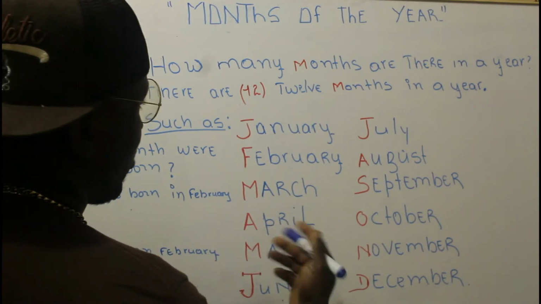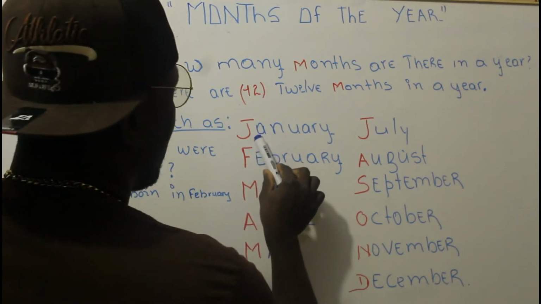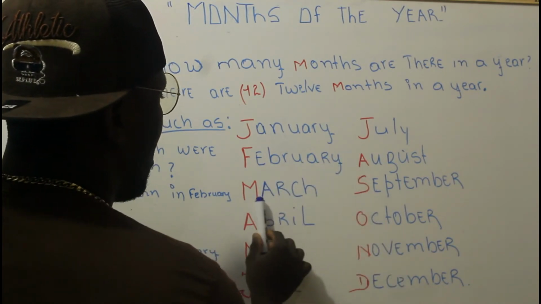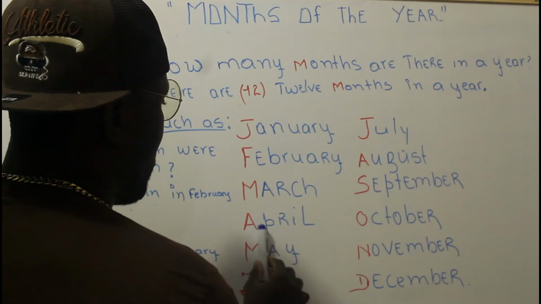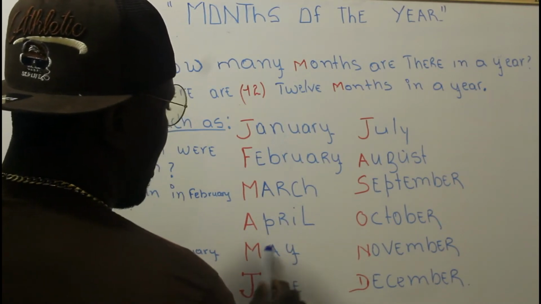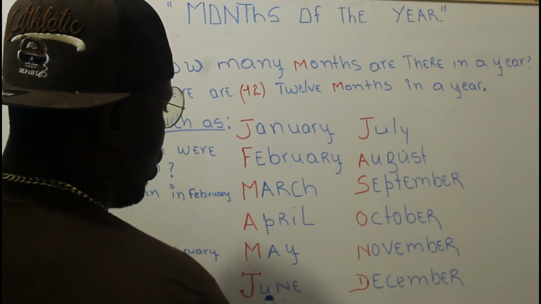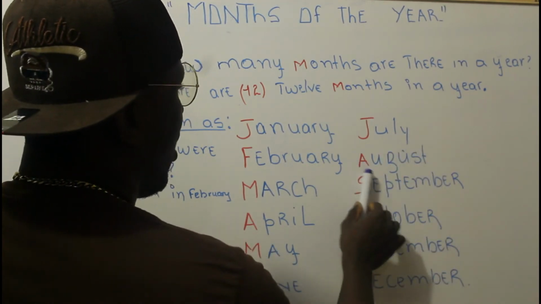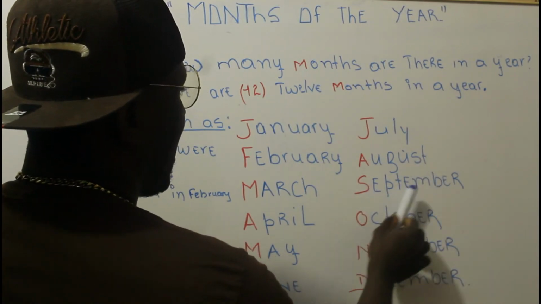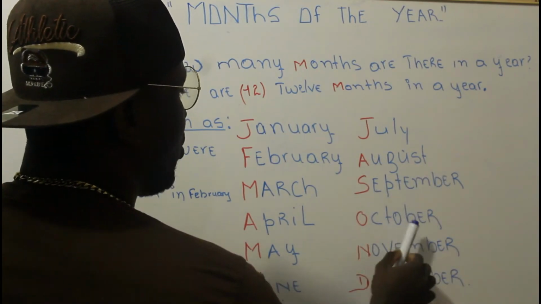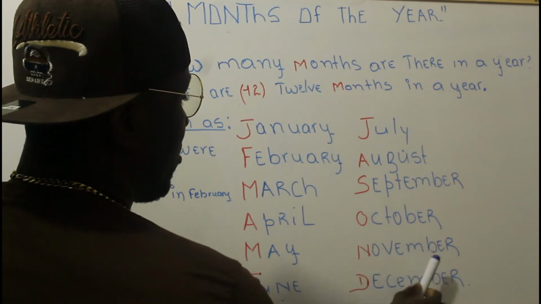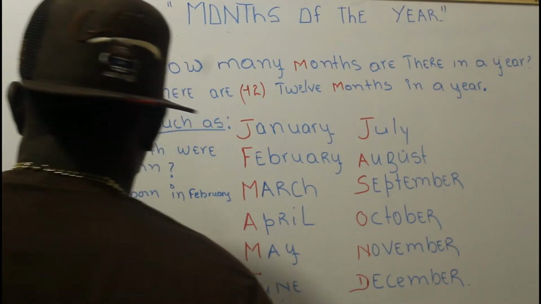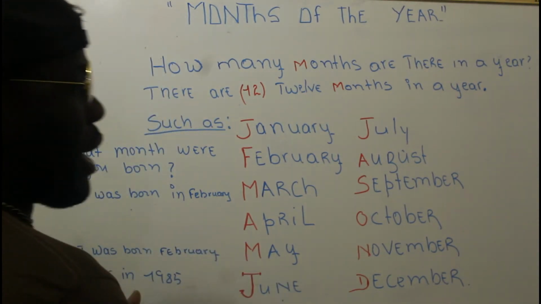On va traduire pour nous. January, janvier. February, février. March, mars. April, avril. May, mai. June, juin. July, juillet. August, août. September, septembre. October, octobre. November, novembre. December, décembre. Nous avons avec nous quelques exemples, si vous avez demandé dans quel mois nous sommes nés.